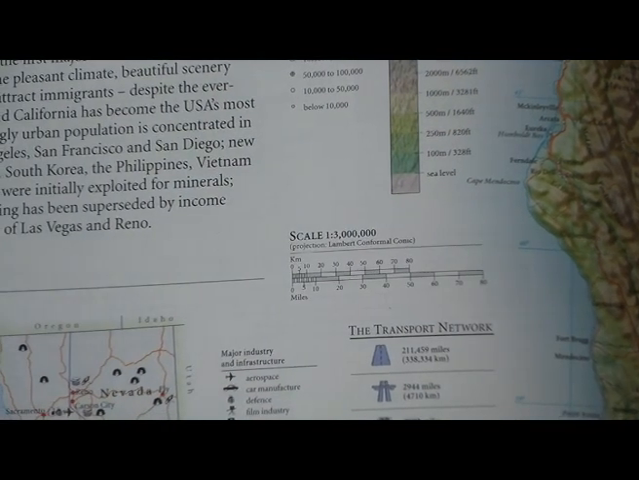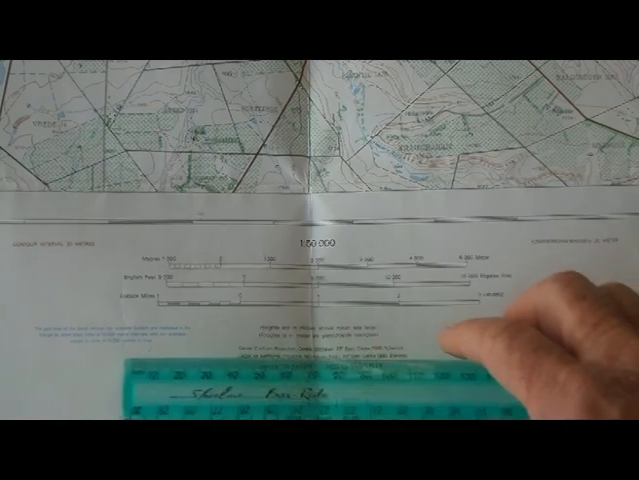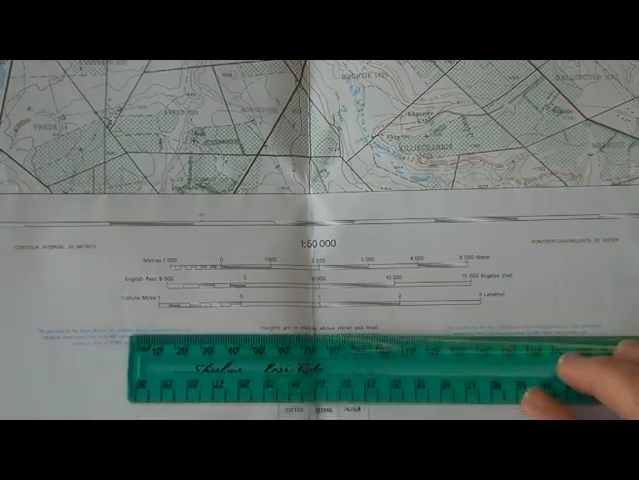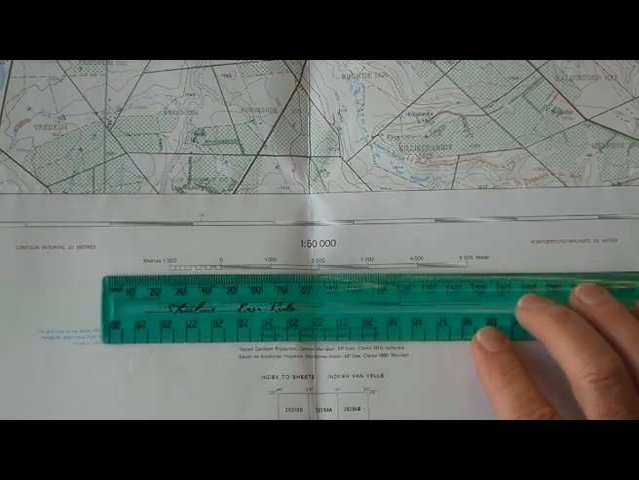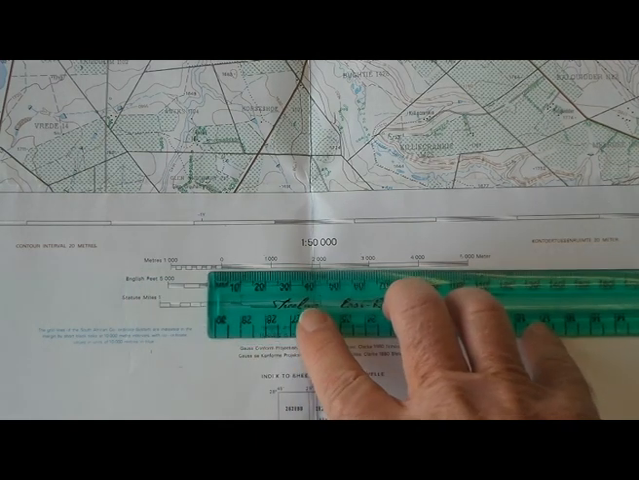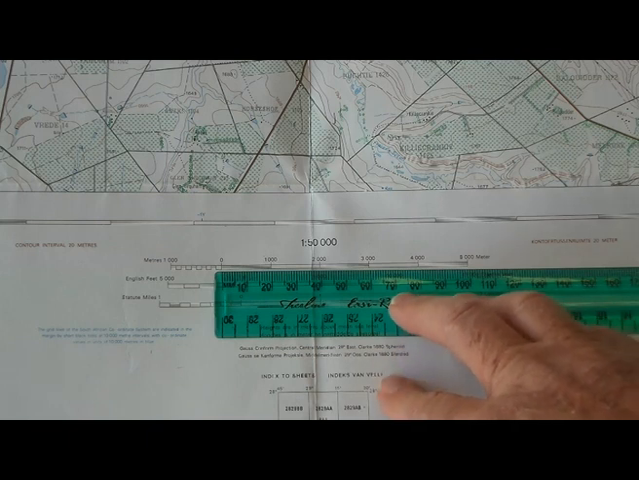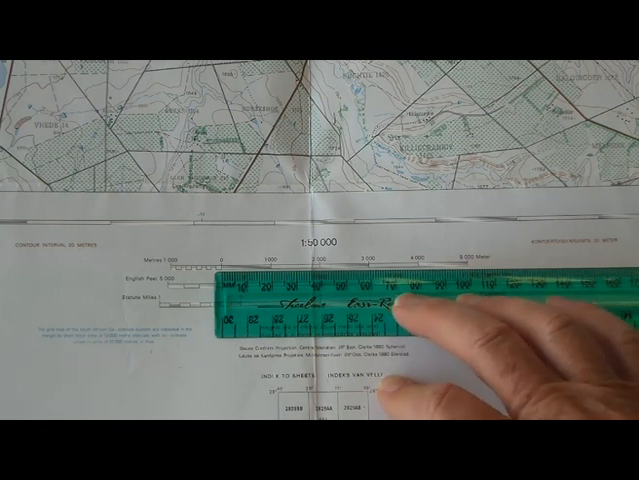So if we have a look at our 1 in 50,000 map again, as I said, this is an old map. So it doesn't only have the kilometer scale line, it has the scale line in miles as well. So if we go and have a look at that scale line here, you will see at the top here, there is our scale line in meters with the 1 in 50,000 scale above it. So again, we can see if we measure 1,000 meters, that's going to be 2 centimeters because 1 centimeter is 500 meters, so 1,000 meters is going to be 2 centimeters.